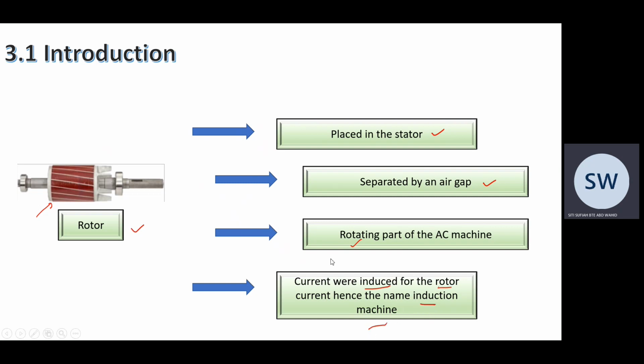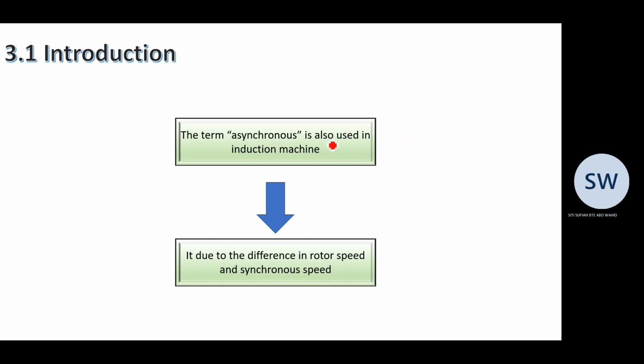The current is induced. The other name for induction machine is asynchronous. Why is that? It is due to the difference in rotor speed and synchronous speed. In other words, for induction machine, we have two speeds: speed of the rotor as well as speed of the rotating magnetic field, or we call it synchronous speed. Because these two, NR and NS, are not the same, that's why it is called asynchronous, not synchronized.